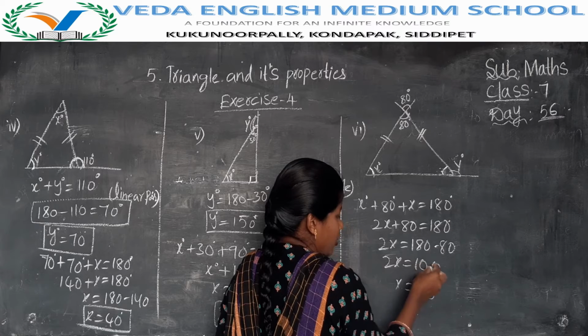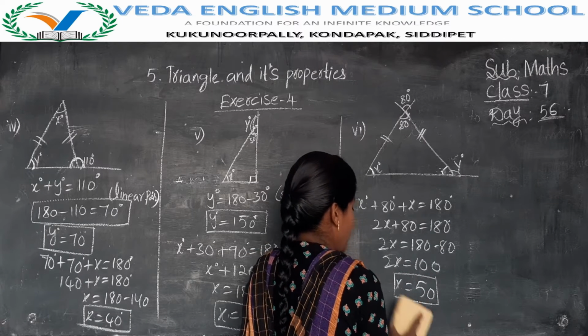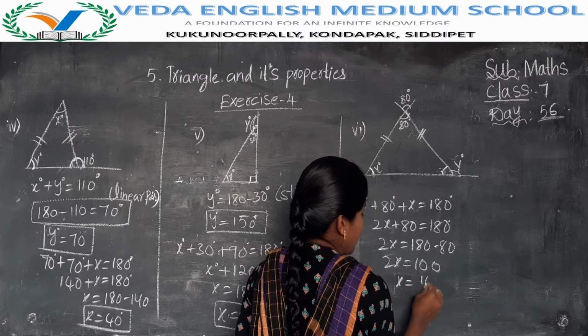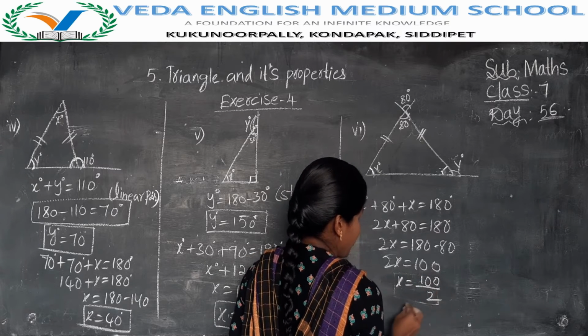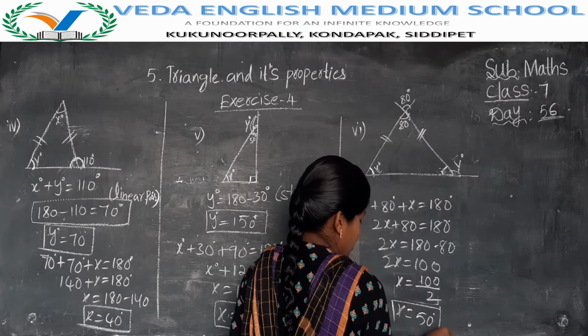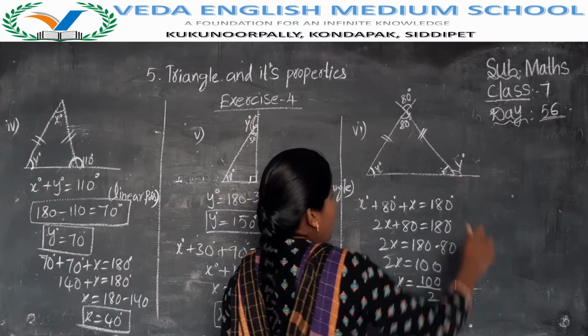Why? Because 2 ones are 2, 5 2s are 50. So x is equal to 50 degrees. Otherwise I write one more step: x is equal to 100 by 2. So x is equal to 50 degrees. Then we got the value of x. Then what we have to find here? We have to find the value of y.